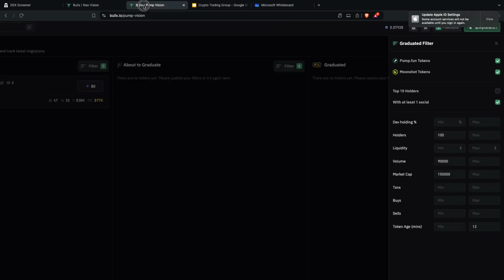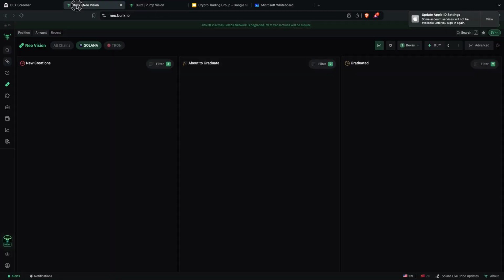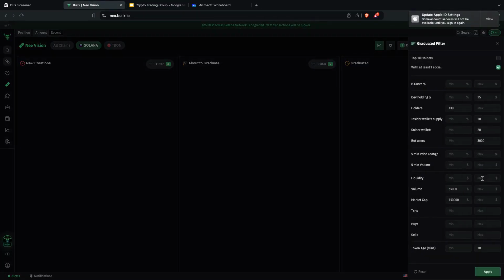By the way, why am I looking at Bullx? I'm supposed to be looking at Neo Vision. So anyway, let's go back to Neo Vision. Let me show you what I have right over here. When it comes to the insider wallets, I want it to be less than 10%. Sniper wallets should be less than 20, the number of sniper wallets right over there. And then the bot users should be about 3,000.